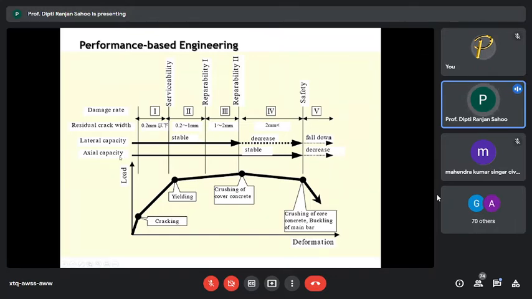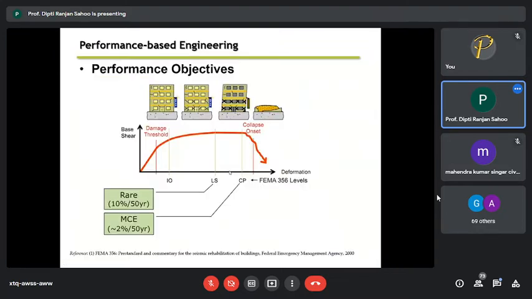But if you see the axial capacity, it is more or less stable till this point, and then again it fails. But your lateral capacity starts reducing gradually the moment your cover concrete crushes, whereas your axial capacity does not change that much. So that is how you define your performance objectives.